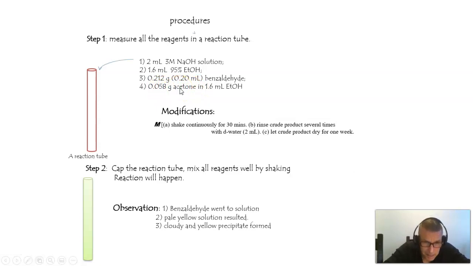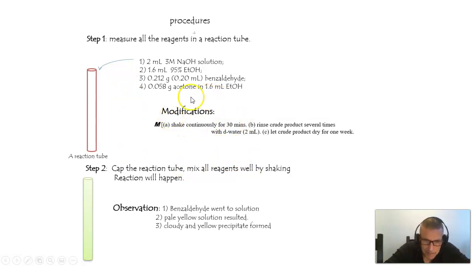So little acetone. That's the stuff we wash our glassware with, and we're measuring out 58 milligrams of it. And we add it to 1.6 mL of ethanol. Mix all reagents well. Shake it for 30 minutes.